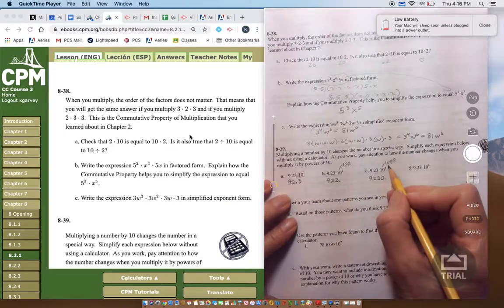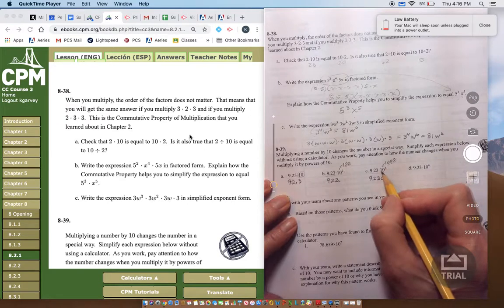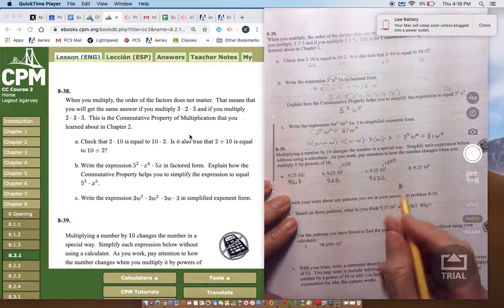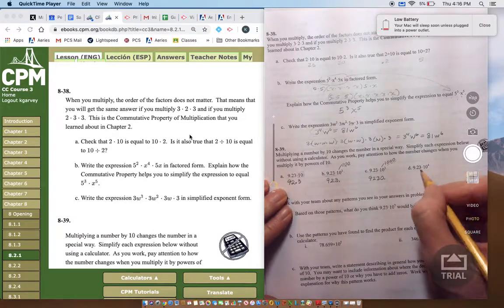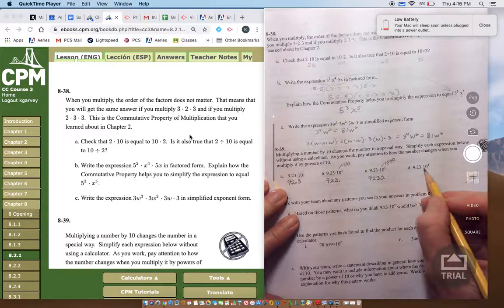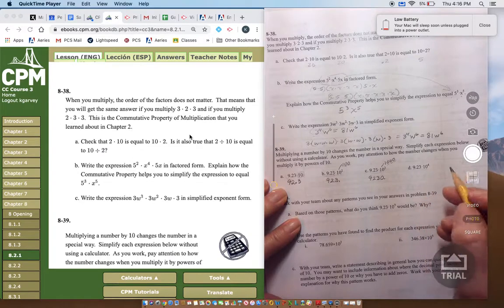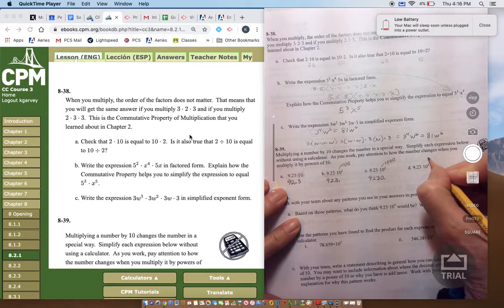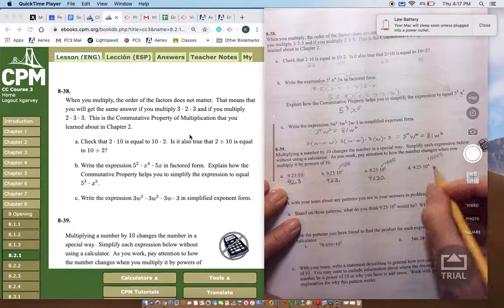We've got 3 zeros and 1,000, and we have 10 to the third power. Let's see if that pattern holds. So here we're multiplying it by 10 to the fourth power. 10 to the fourth power would be 10,000. So we've got 4 place values now.